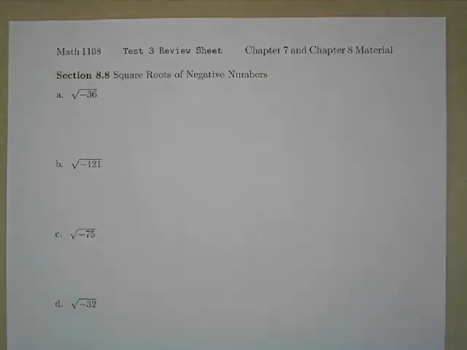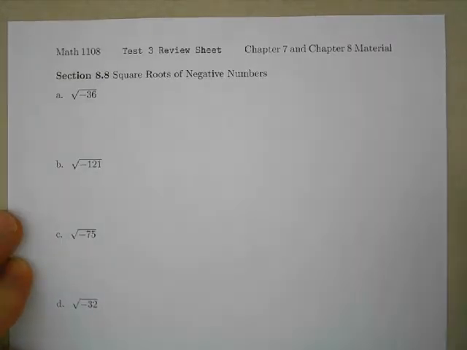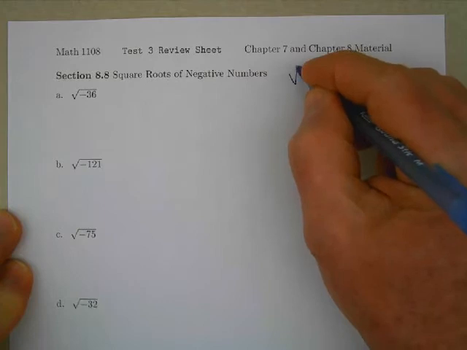Math 1108, Test 3 Review Sheet, Section 8.8, Square Roots of Negative Numbers. In Part A, we have the square root of negative 36. As a reminder, we're using this definition.